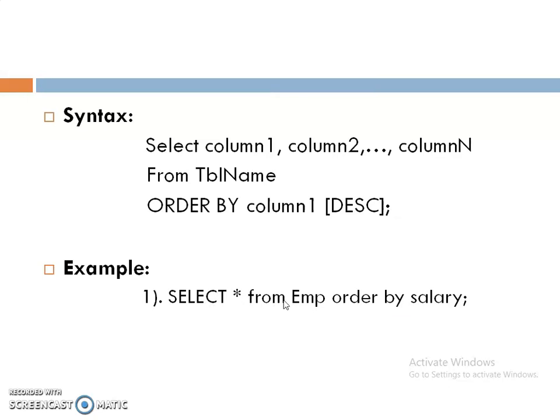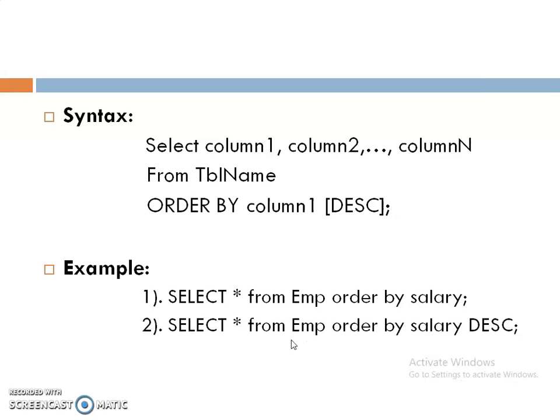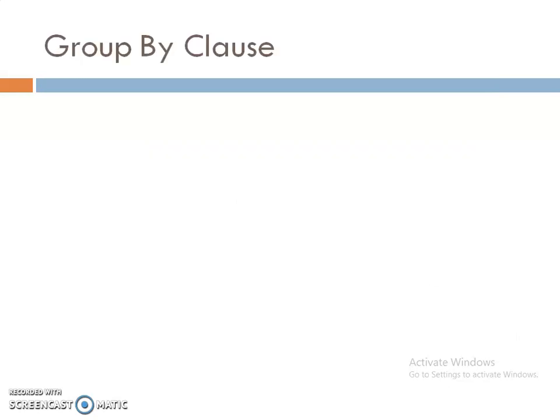For example, example number 1, here we have used ascending order. Select star from employee table, order by, our column name is salary. This data is sorted by the salary column in ascending order. No need to write any order because ascending order is the default order. Example number 2: select star from employee, order by salary DESC. Here we want to select data in descending order, so for that we have to use the DESC keyword.